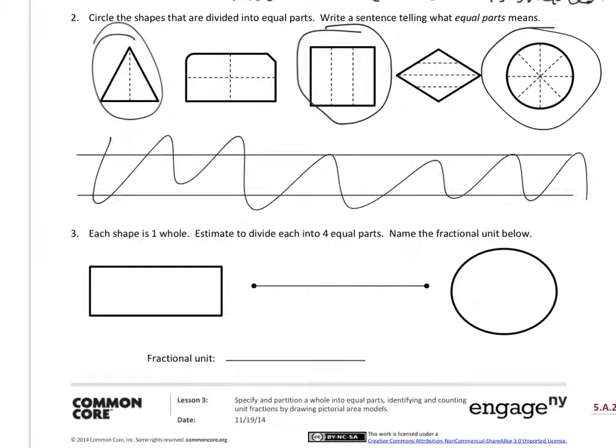Moving on to number 3. It says each shape is one whole. Estimate to divide each into equal parts. Name the fractional unit below. So estimate. Estimate means we're going to get as close as we can. It's not going to be perfect. We're not going to have perfect parts, but we're going to estimate. So one way we do that is, if we remember from folding the paper, if we fold it in half, that gives us 2 equal parts. And each of those goes in half, and that gives us 4 equal parts. Okay? 1, 2, 3, 4.